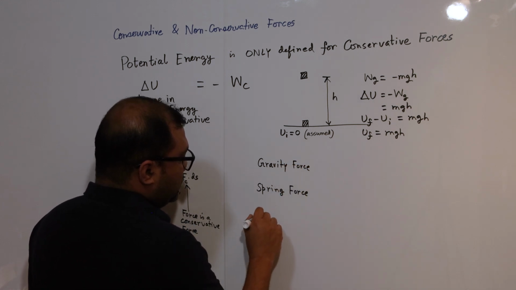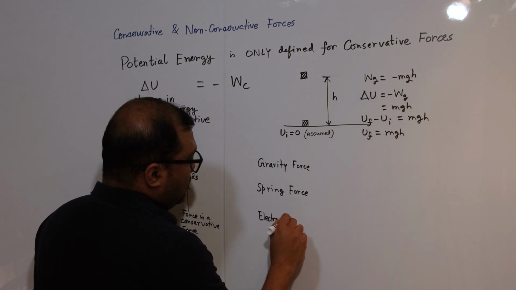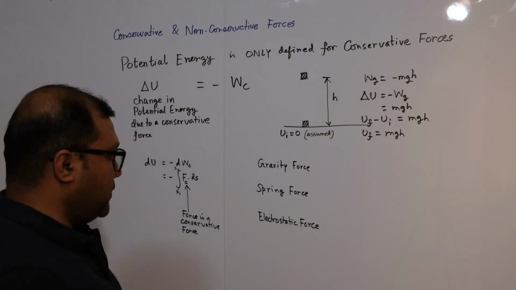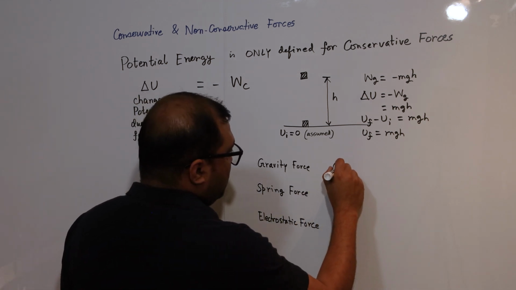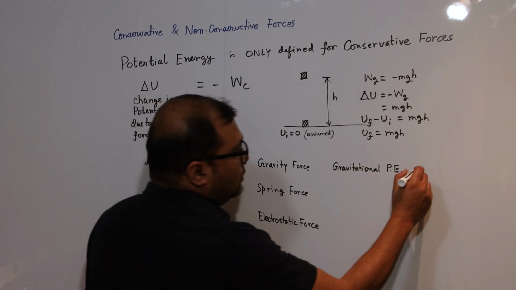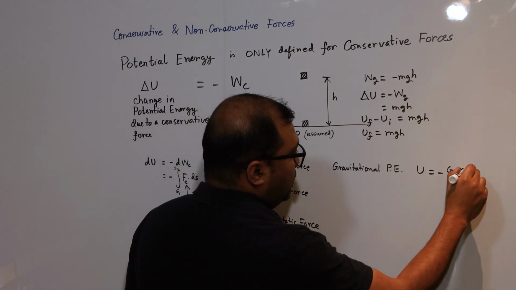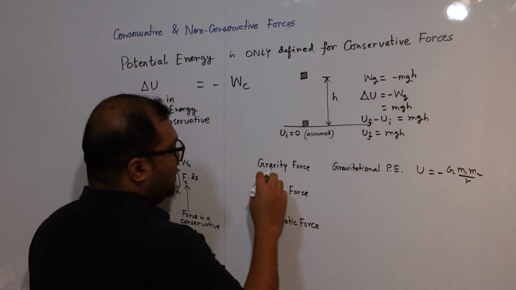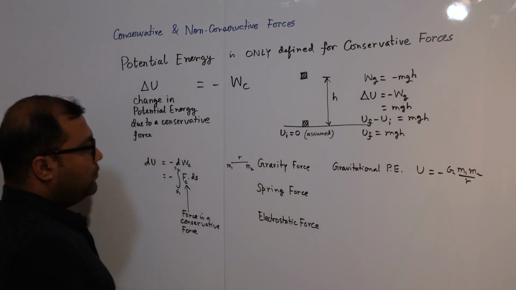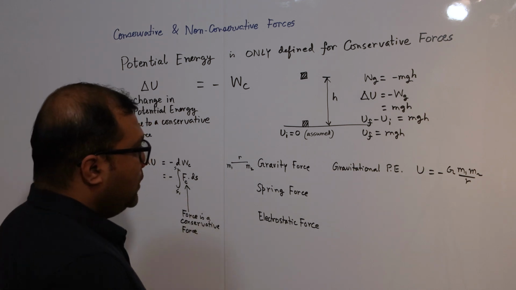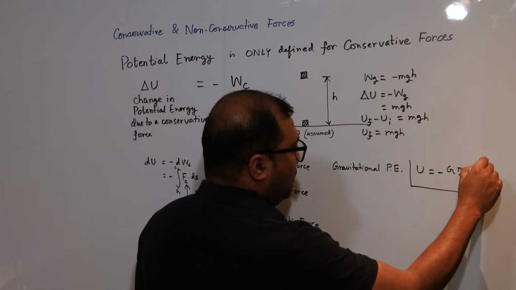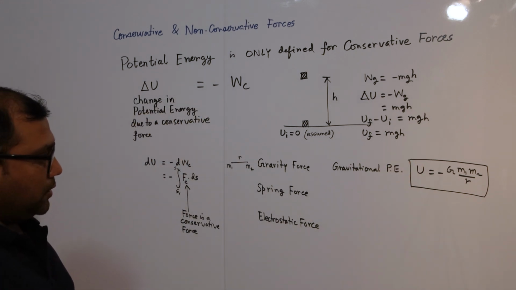And we have electrostatic force. So all of these are conservative forces, so there must be some potential energy associated with each of them. The gravitational potential energy U is minus G m1 m2 by r, where, if you remember, gravity force is defined between two masses m1 and m2 separated by a distance r. The gravity force is G m1 m2 by r square. The gravitational potential energy is minus G m1 m2 by r. We will do this derivation when we talk in more detail about gravitation, but we'll go over that later.